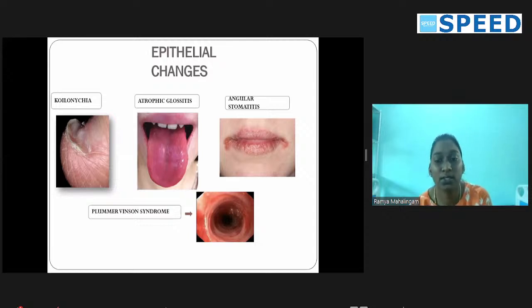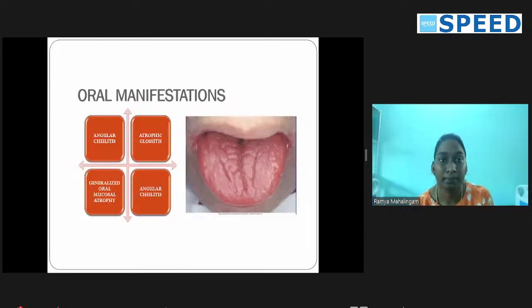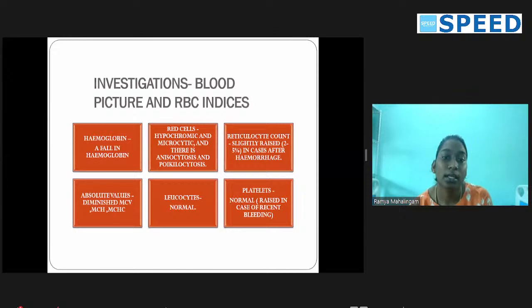Then Plummer-Vinson syndrome, which is nothing but the formation of webs in the esophagus, which is going to prevent the patient from having a normal healthy diet. Oral manifestations, as I said earlier. Then hemoglobin, so the similar RBC indices can also be followed for this iron deficiency anemia.